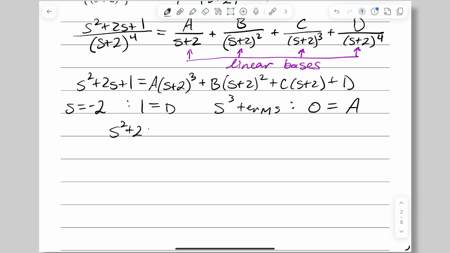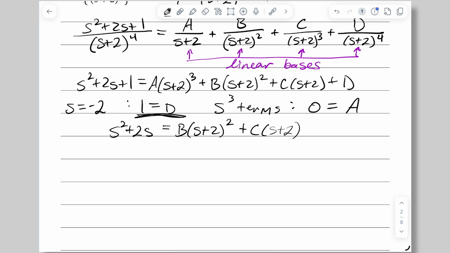s squared plus 2s is equal to b times the quantity s plus 2 squared plus c times the quantity s plus 2, remembering that d is 1. We can also record that a is 0. We'll need all that later. I can't use the technique I did before of zeroing out using s equals negative 2, because that would zero out both terms on the right, and frankly, on the left as well.